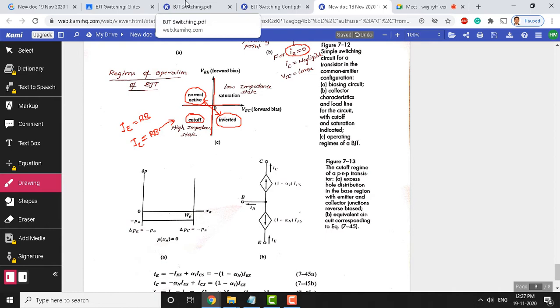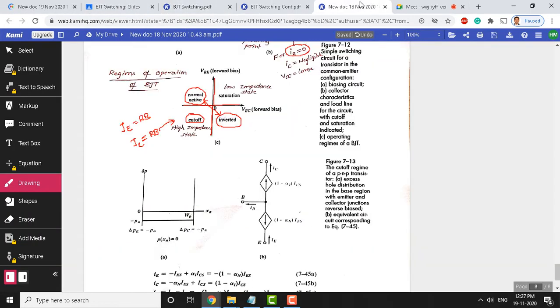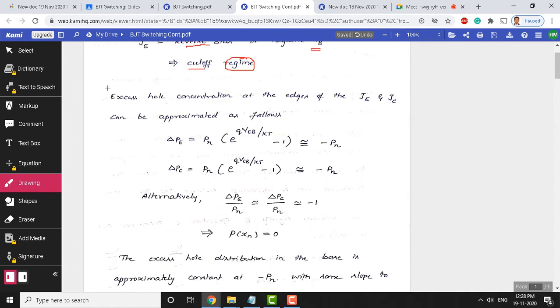Okay, so let's come back to this. Think of this: JE is reverse biased, that's what I showed you here. So the emitter junction is reverse biased, and there is a negative base current here. That's how you can reverse bias the emitter junction. And the operation regime is nothing but cutoff operation. Now let us see the excess hole concentration at the edges of the emitter-base junction and the collector-base junction.